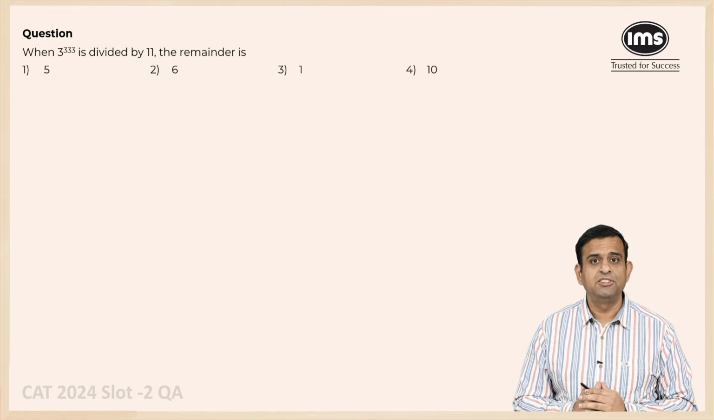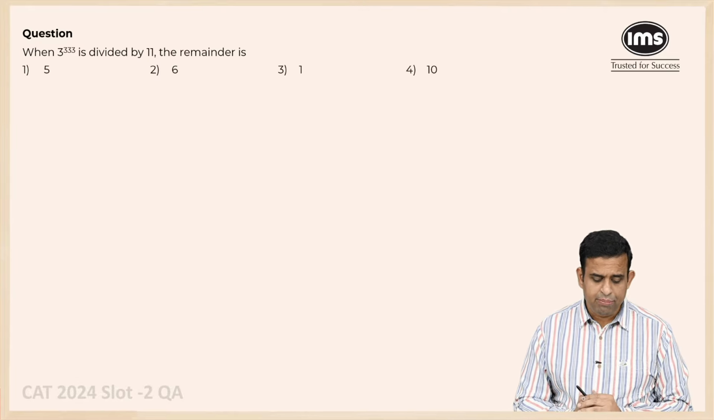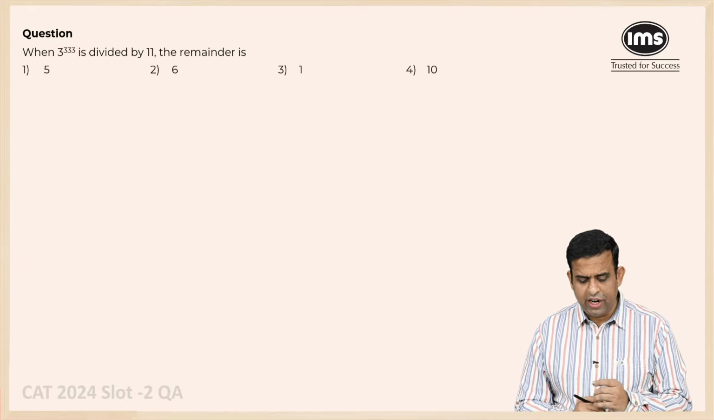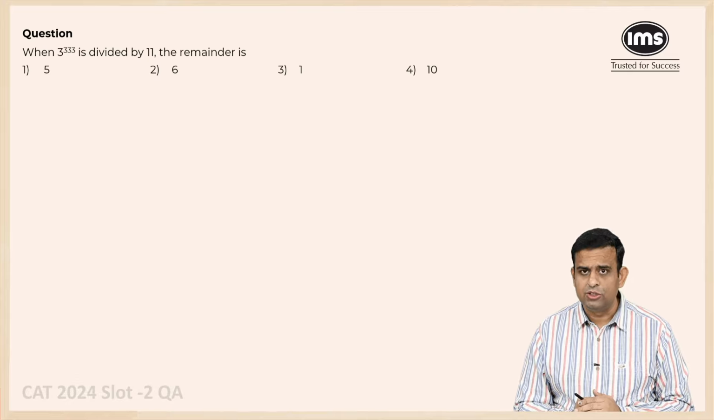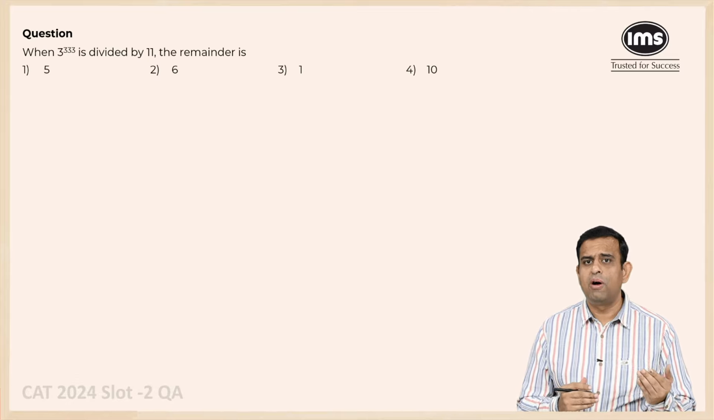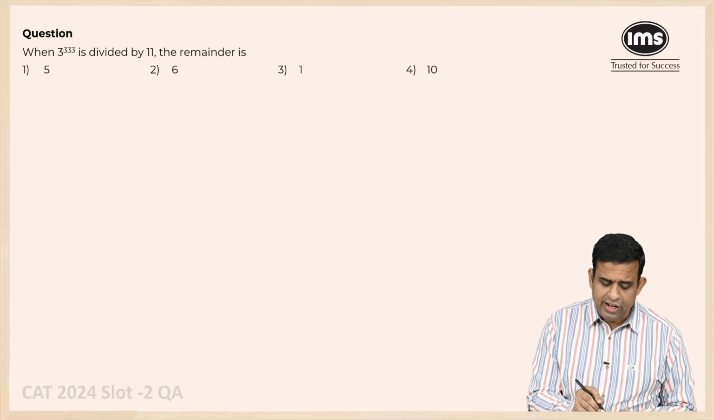The next sum, again a straightforward sum, a sitter, definitely a type A problem. People who have done, let's say, remainders. The question says 3 power 333. If you divide by 11, the remainder is how much? So again, we know the technique in this type of problem. We look for what power of 3 will give you a remainder of 1 for the first time, and we can see some sort of trend also.